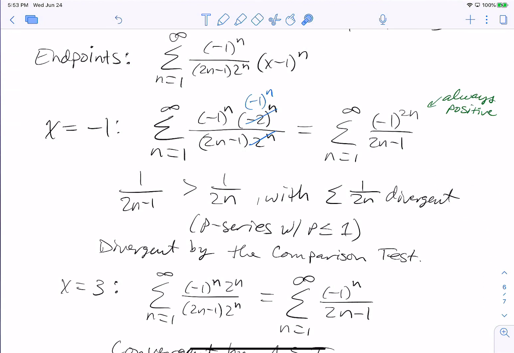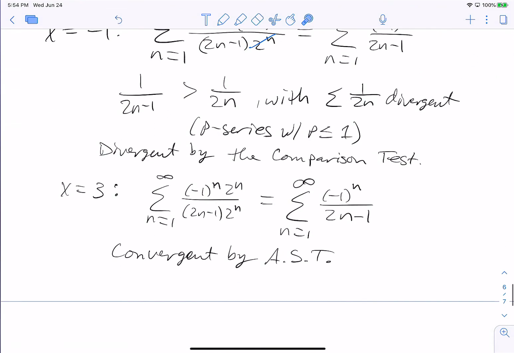Folks, we're looking at a comparison test at this point. 1 over 2n minus 1 is less than 1 over 2n. And we know that the sum of 1 over 2n is divergent because the 2 in the denominator doesn't affect convergence, and 1 over n is a p-series with p less than or equal to 1. Folks, sometimes people refer to something like 1 over 2n minus 1 as a p-series. It isn't. As long as there's that minus 1 in the denominator, it's not a p-series. Anyway, at x equals -1, we have divergence by the comparison test.